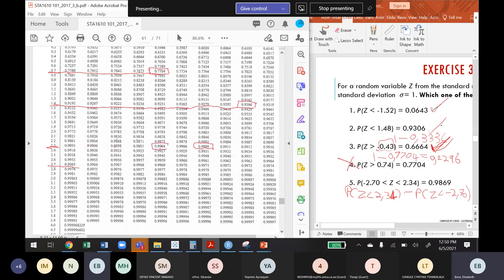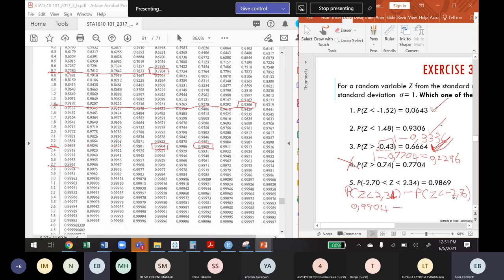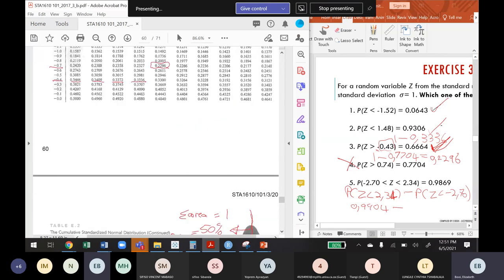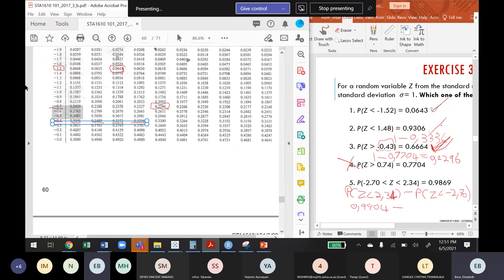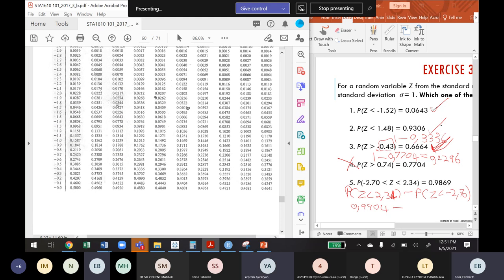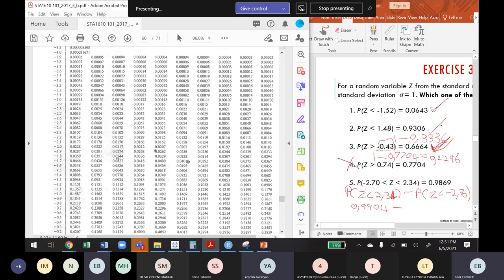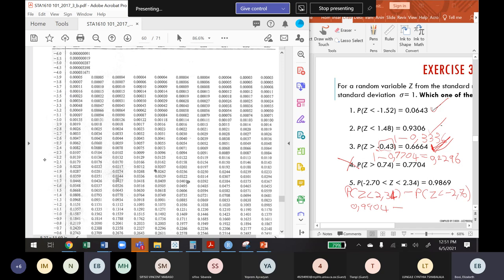0, 1, 2, 3, 4, it's 0.9904. So we go 0.9904 minus. We need to go to the negative side, look for minus 2.70. Negative side. Let's remove all the previous answers we got. It's 0.0034. 2.7. Yeah.